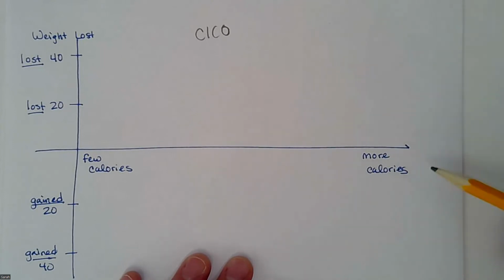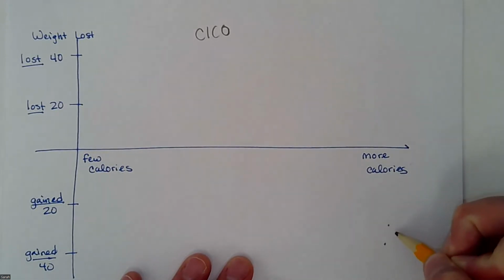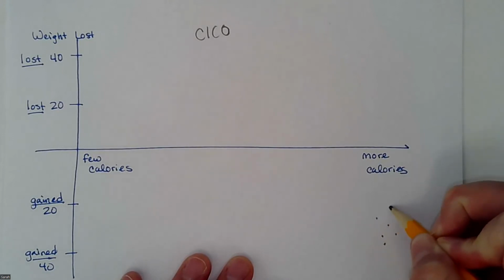So let's start with the parts that we probably all have in common as far as this graph goes. So probably the more calories you eat, like 6,000, 7,000, 8,000 calories a day, that's going to cause you to gain weight. So I would expect to see some points over here.